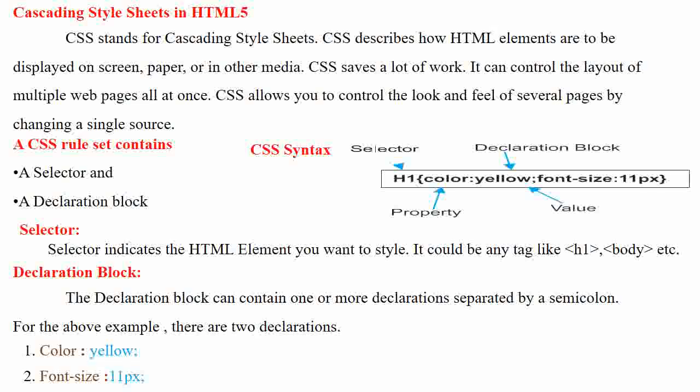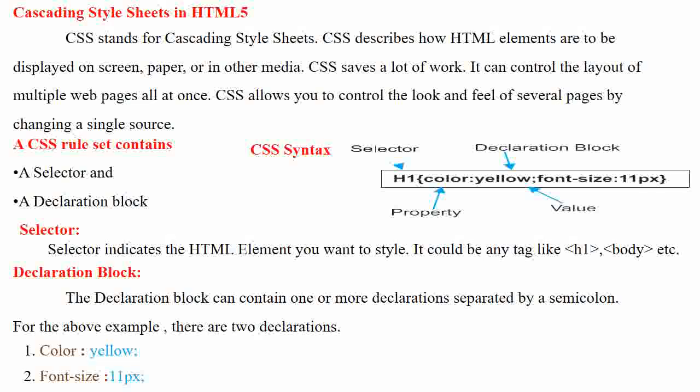Now remember, color is called a property, font size is called a property, and the color name yellow is the value of that property. Font size 11 pixel: 11 pixel is the value of the property font size. In this way you can use a selector on the web page.